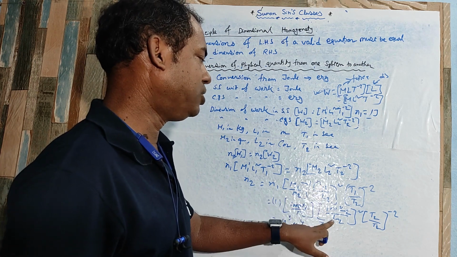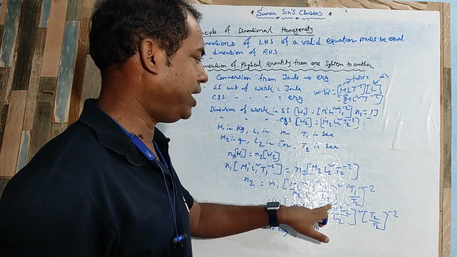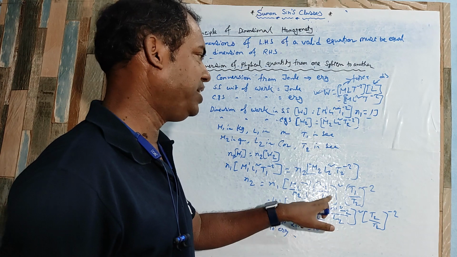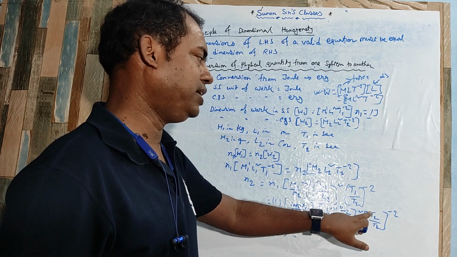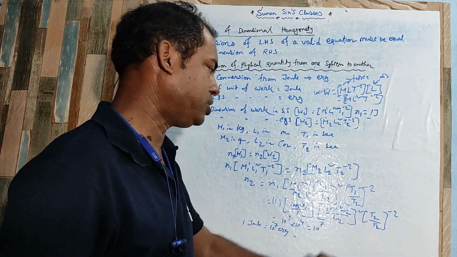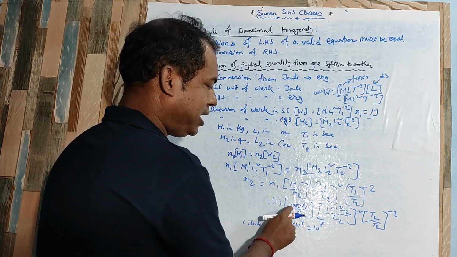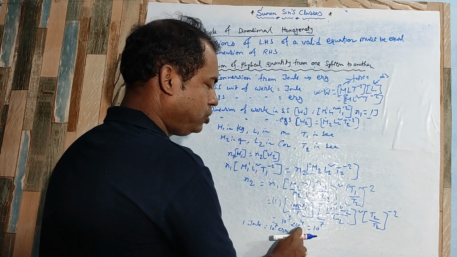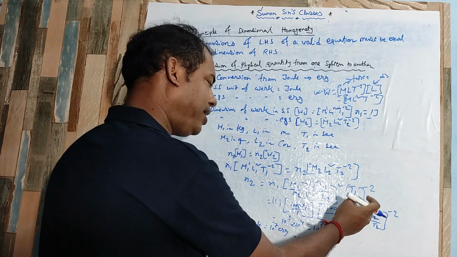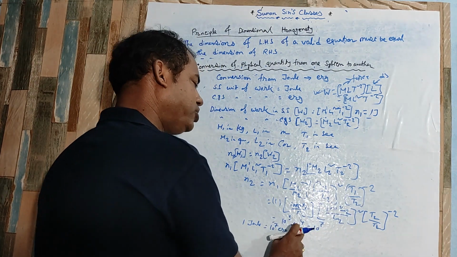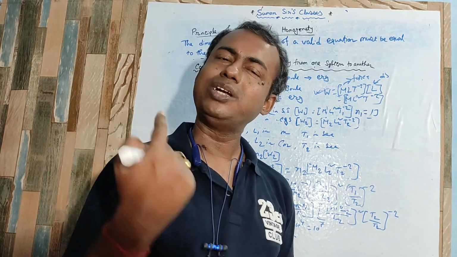L1 by L2. L2 is written in centimeter and L1 is written in meter. So L1 meter equals 100 into L2, because meter is converted into centimeter. So 100 L2 by L2 to the power of 2. T1 and T2 are both the same, so we write T2 by T2. M2 cancels out, L2 cancels out, T2 cancels out. Here we have 10 to the power 3, and here 10 to the power 2 squared, that is 10 to the power 4. So 10 to the power 3 into 10 to the power 4 is 10 to the power 7. In this way we can convert 1 joule into 10 to the power 7 erg.